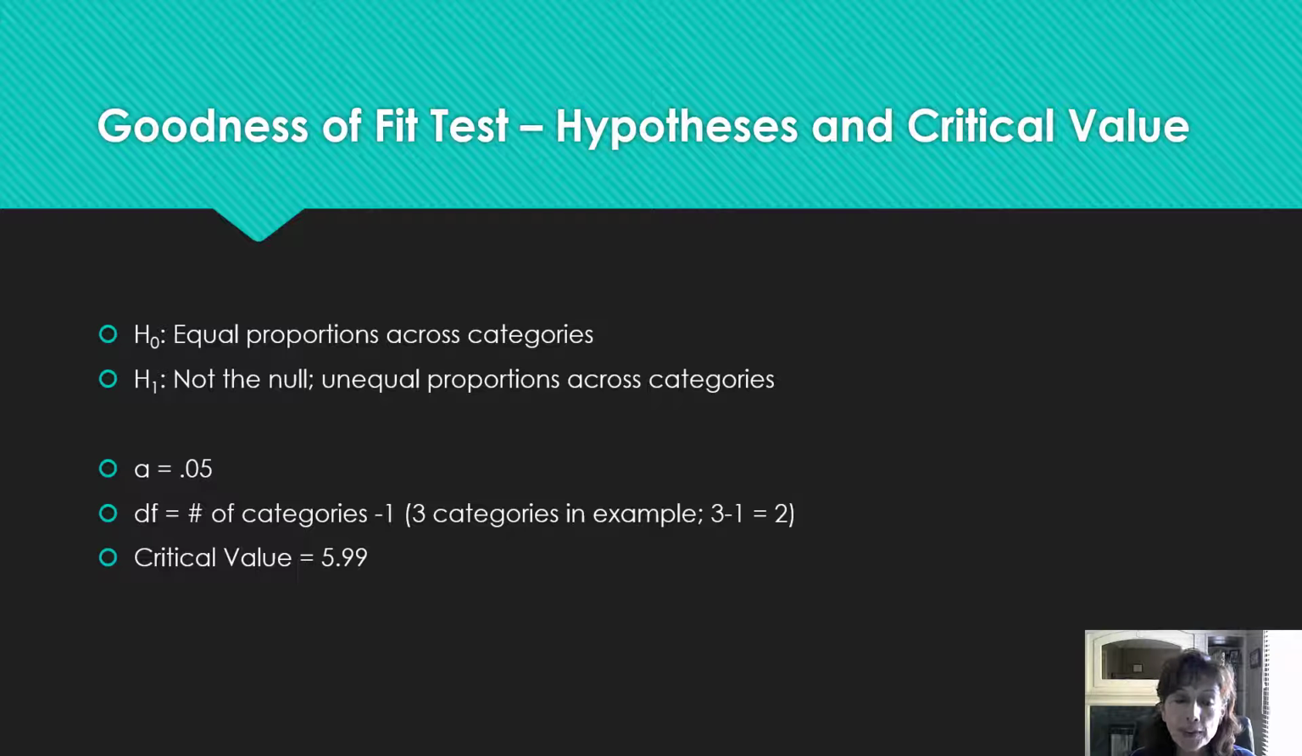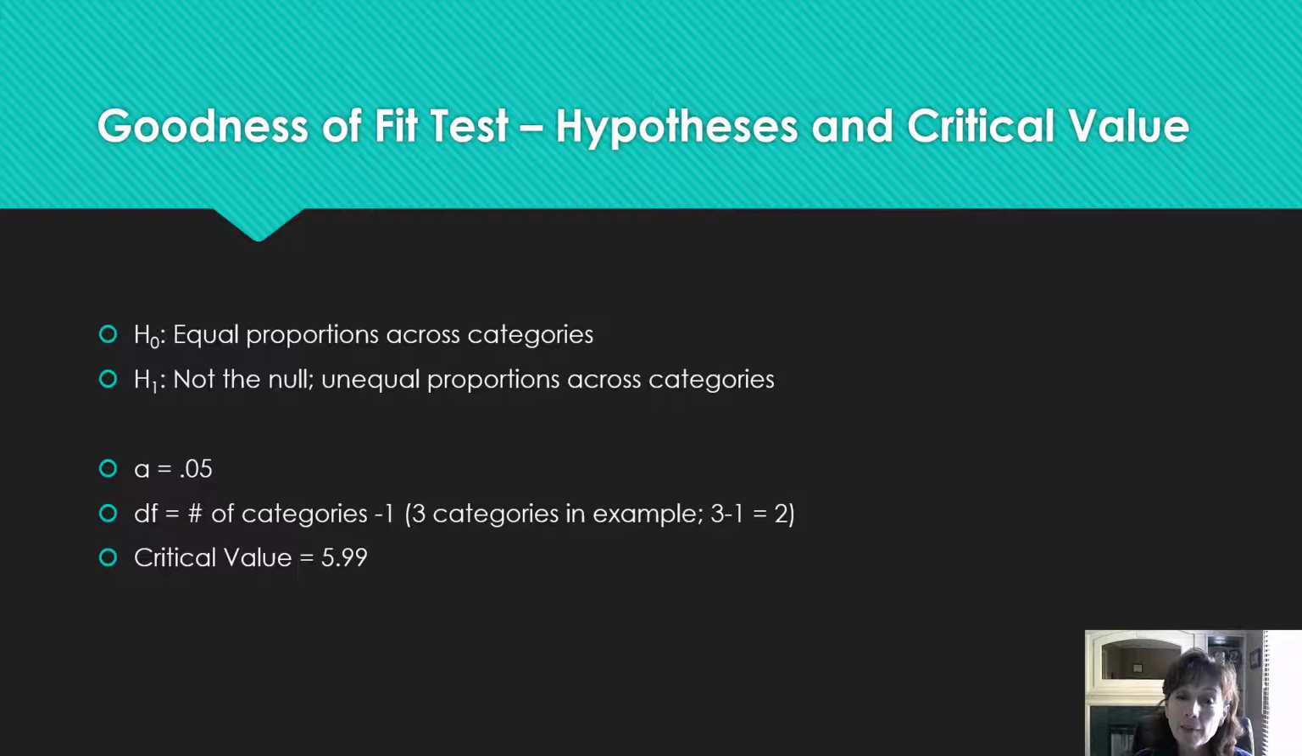In a chi-square table, you need to know your alpha level and you need to know your degrees of freedom. If you looked up degrees of freedom of 2 when alpha is at 0.05, you'd get a critical value of 5.99. So in order for us to reject our null hypothesis, we would need to get a chi-square test that's bigger than 5.99. If we got an observed chi-square that's bigger than our critical value of 5.99, we could reject our null hypothesis, and then we would say that there are actually unequal proportions across our categories.